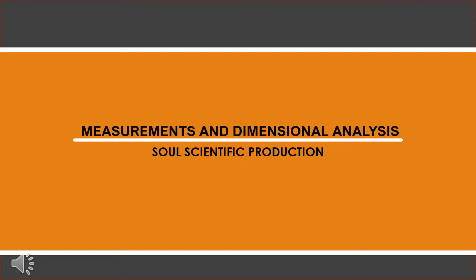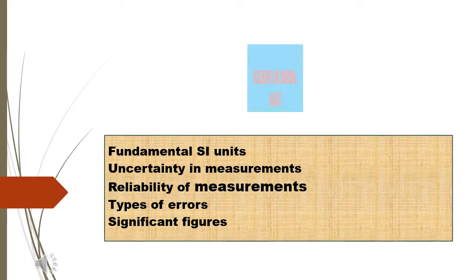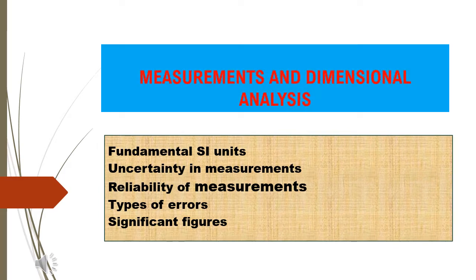Let's proceed to the topics under review. Measurements are very important in everyday life. Any problem-solving process, be it in a hospital, or heavy manufacturing industry, or indeed, a basic process such as driving a car, involves some form of measurement. The following are the topics that follow. Fundamental SI units. Uncertainty in measurements. Reliability of measurements. Types of errors, and finally, significant figures.